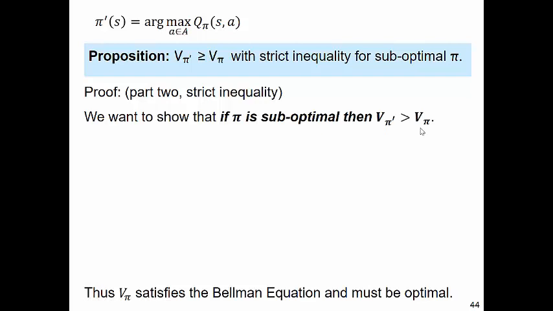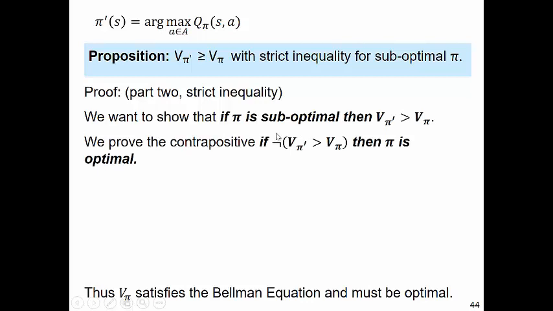And we're going to prove the contrapositive. Just for your memory, that seems to be easier here. If you have an if-then statement you're trying to prove, the contrapositive is: if not the conclusion, then not the antecedent. Proving the contrapositive is the same as proving the original statement. So we're going to prove instead, if not this thing here, then pi is optimal. That's what we want to prove.